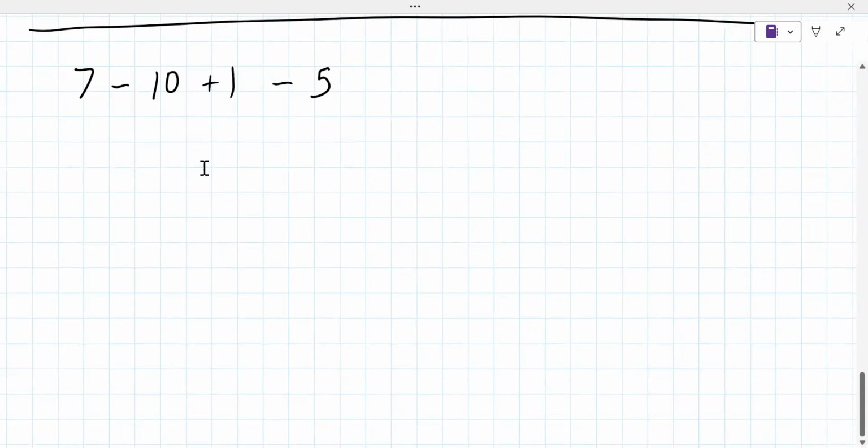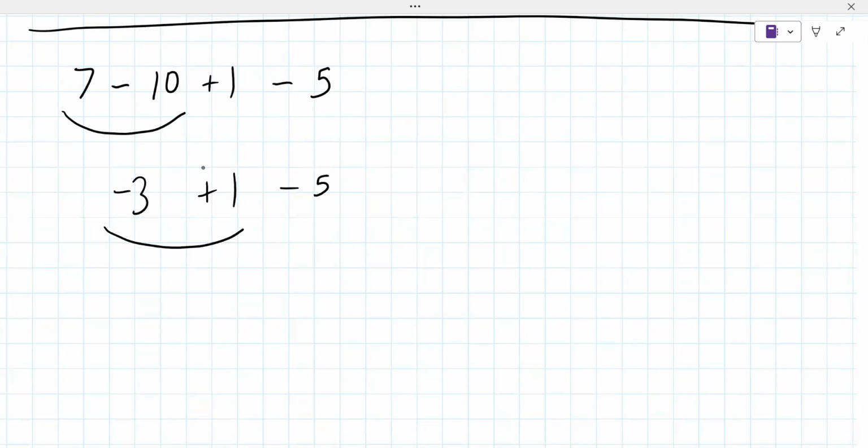So first off, 7 plus minus 10. Right now, that's not negative probably. So you have to do these two first. 7 minus 10. What is that? 7 minus 10 is -3. Then bring everything else down. Okay, I see. And then -3 plus 1 would be -2. Bring the next one down. And -2 minus 5 is -6. No, -7. -7. Good.